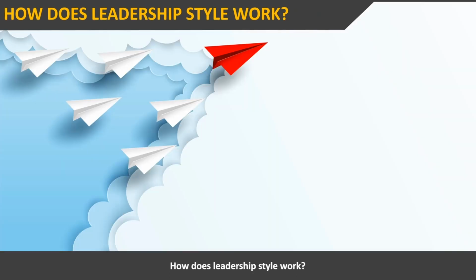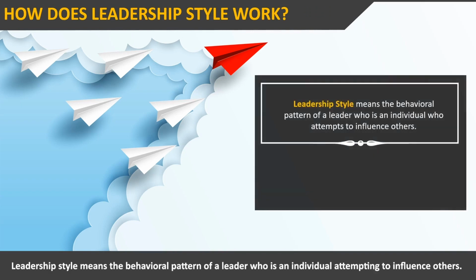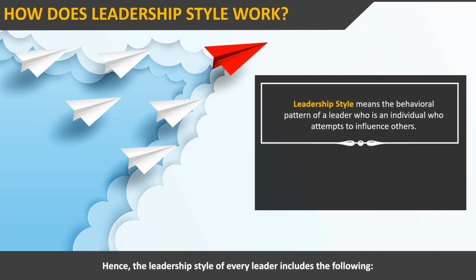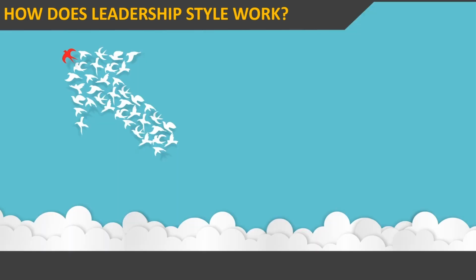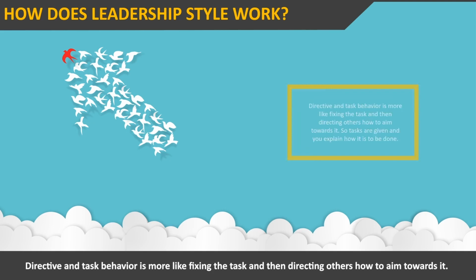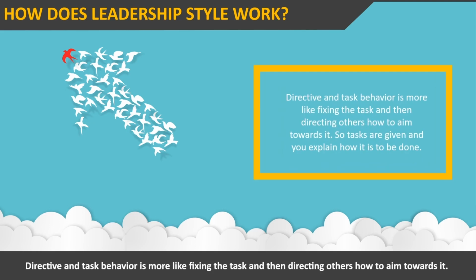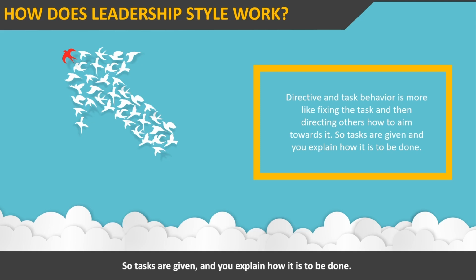Now, how does this style work? Leadership style means the behavioral pattern of a leader, who is an individual who attempts to influence others. Hence, the leadership style of every leader includes either directive or task behavior, or supportive or relationship behavior. So when I say these 2 styles, the directive and the task behavior is more like fixing. The first one is directive and task. You fix a task and then you direct the team towards that. Tasks are given and then you say this is how it needs to be done, 1, 2, 3, next, and it goes on. That's more of a directive base.